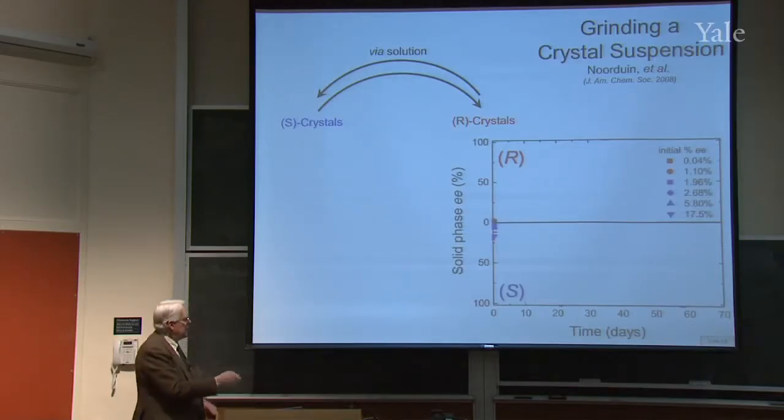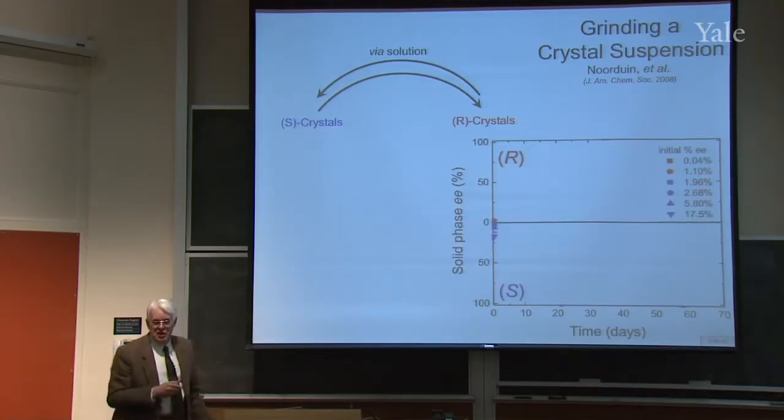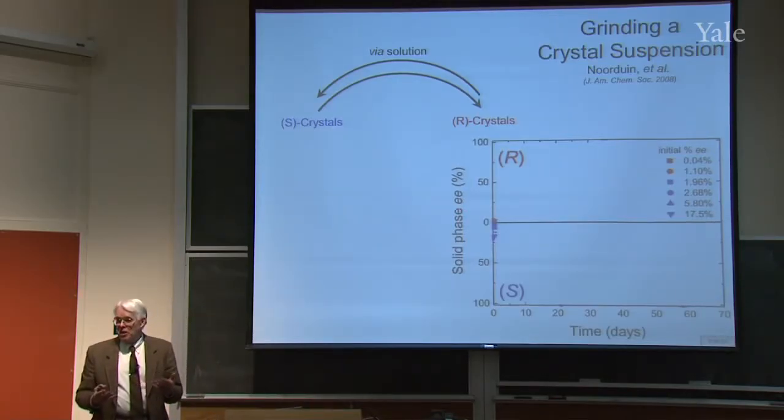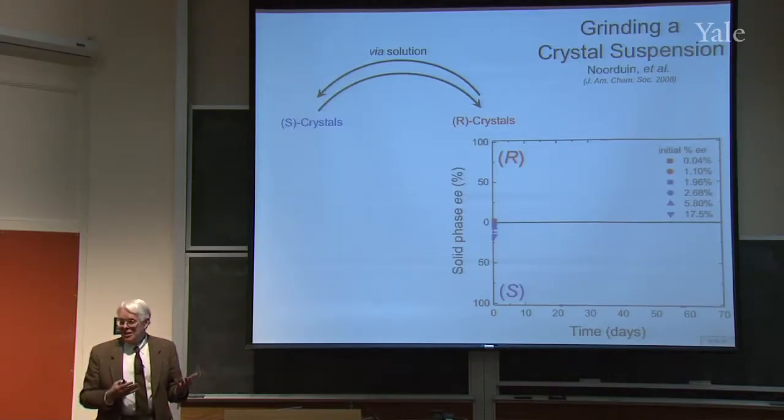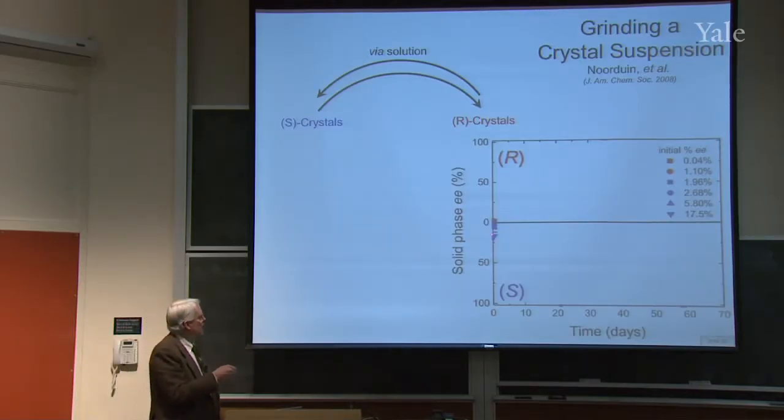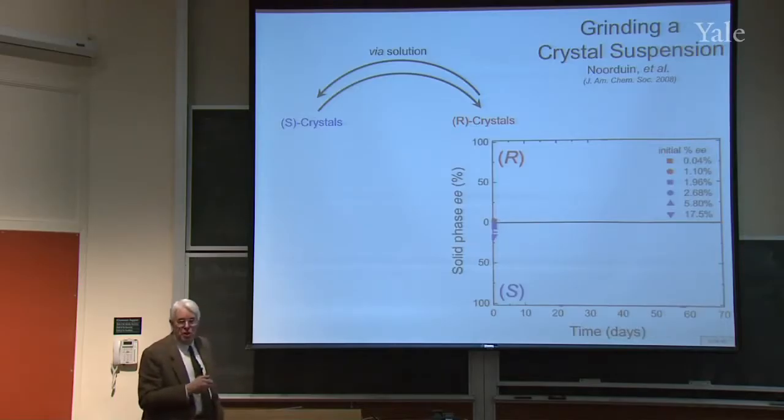They started, the experiments lasted some time, you see, up to 50 or 60 or 70 days. Okay? And they looked in the solid phase, the crystals, at what the enantiomer excess was, how much more of one crystal there was than the other. Okay? And they started with a little bit of excess of either the S, those are the blue points, or the R, those are the red points.